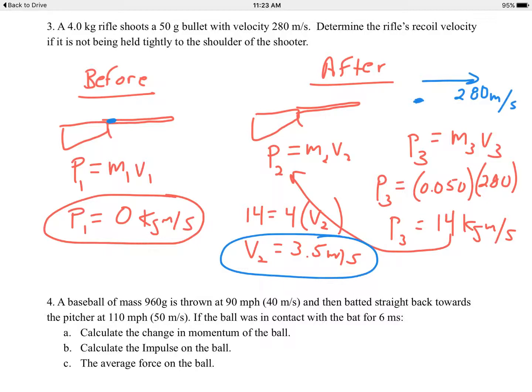If the gun had been tight against somebody's shoulder, all that momentum would have been transferred to the gun and the person as the system. Even further, it would be transferred into the earth because the person would be actually standing on the earth. So the system would be the gun-man-earth system. But here we're just looking at the bullet and the gun as the system.